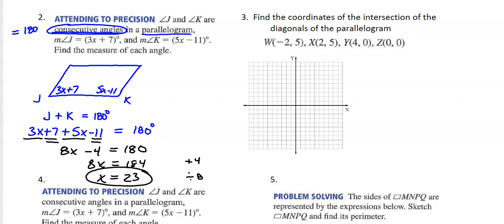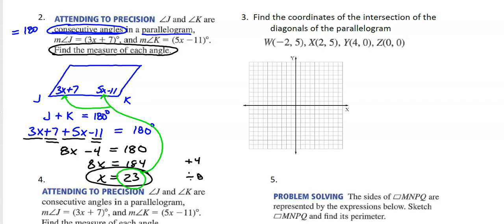I still haven't answered the question though. Find the measure of each angle. Always go back and see what they really want me to do. So to find the true measures of the angles, I need to take this 23 and plug it in for x in both spots.